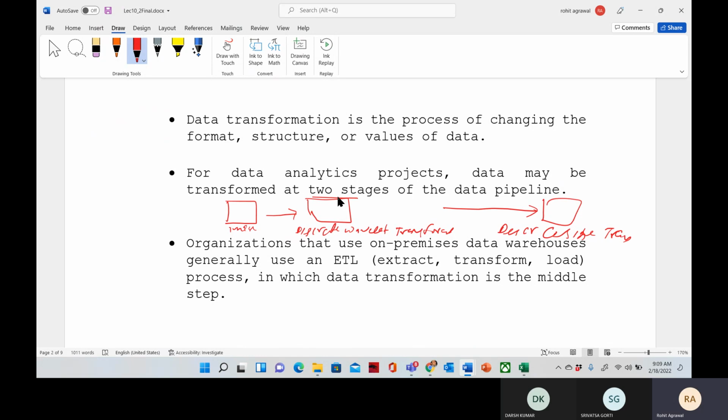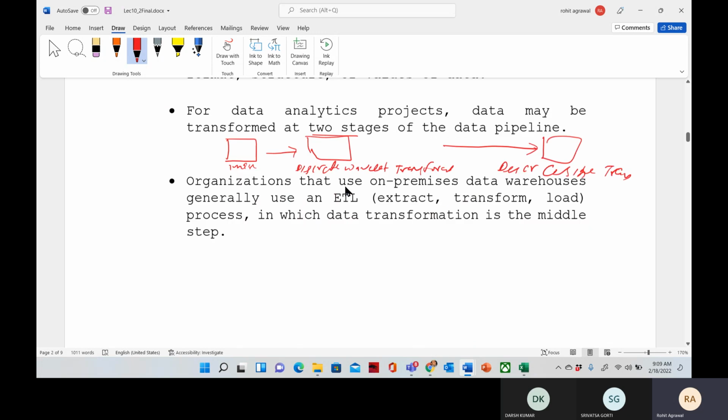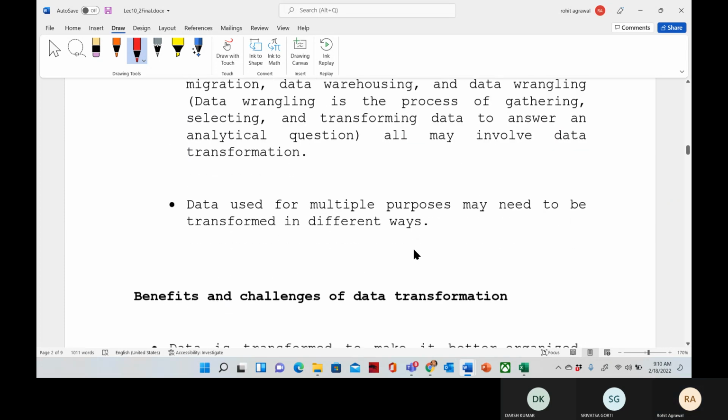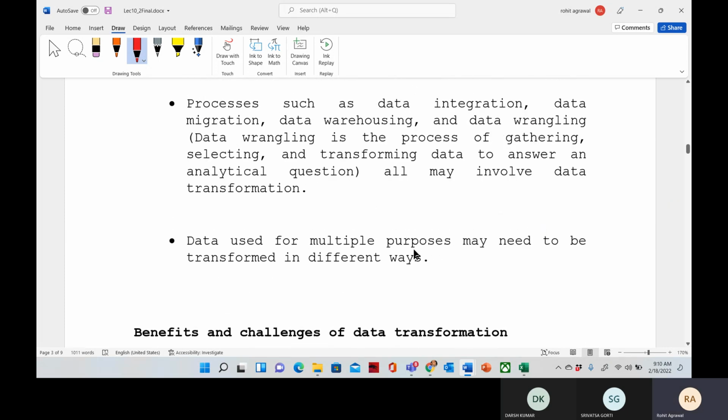You can have three stages. It depends on our data and application itself. So data may be transformed in two stages. In the first stage you do something, then in the second stage you do something else. Organizations that use an on-premise data warehouse generally use the extract, transform, and load process. So this one is clear. Yes, sir. Okay, so all these are the notes.